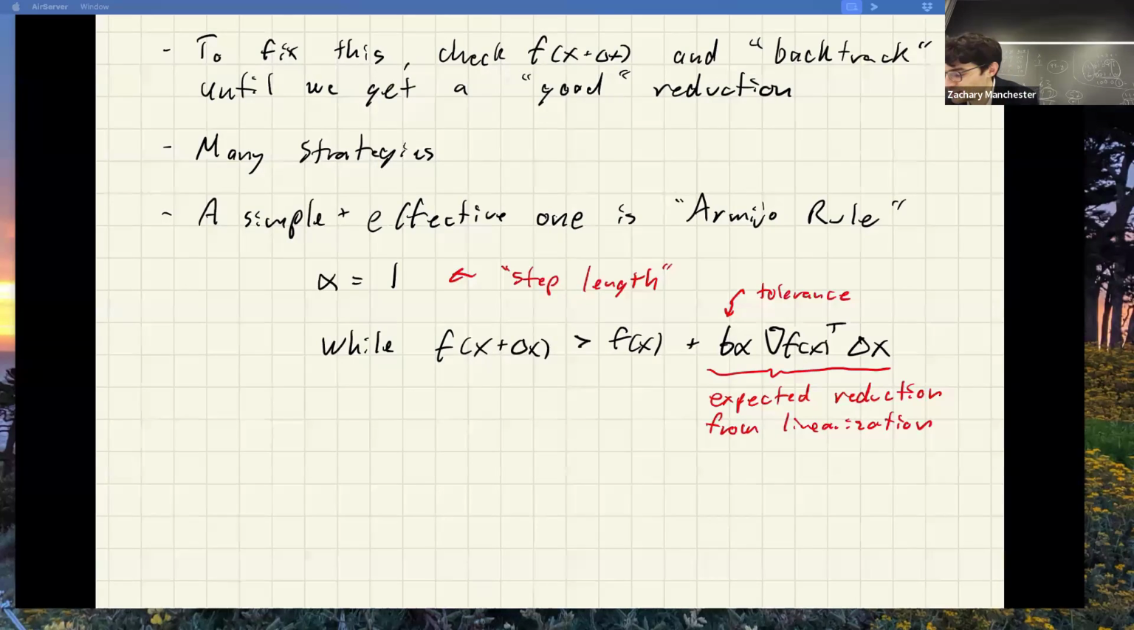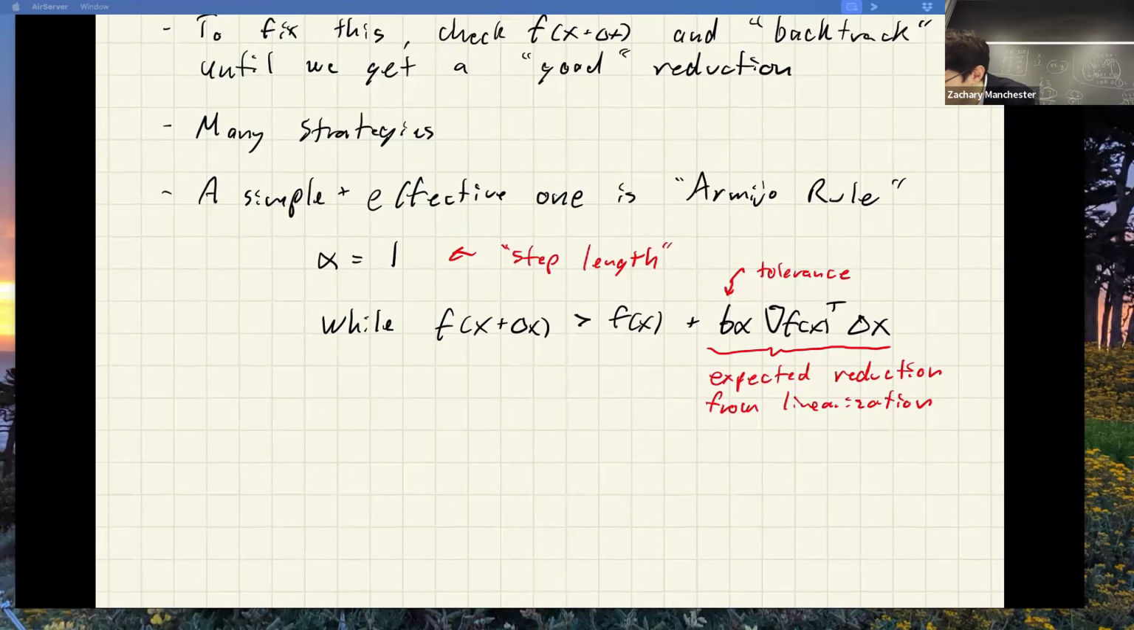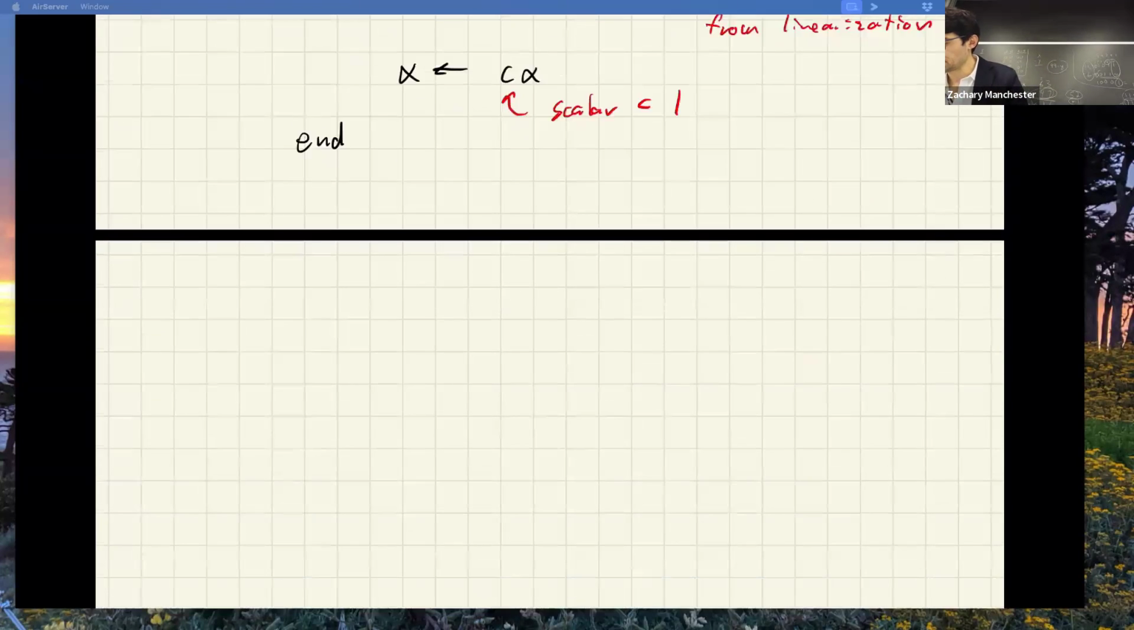So we try this, and then we just backtrack. We just chop down the alpha by some factor, say a half is a good default choice, until that condition is satisfied. And this C is some scalar that's less than 1. And so, yeah, usually a half choice. Okay, and so intuitively, what we're doing here is we're making sure the step that we're taking agrees with linearization within some tolerance.